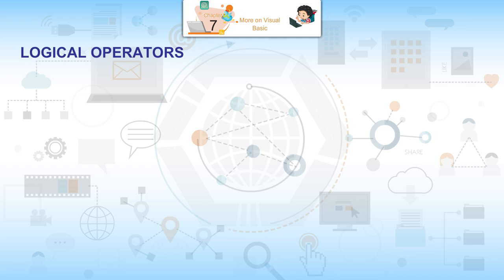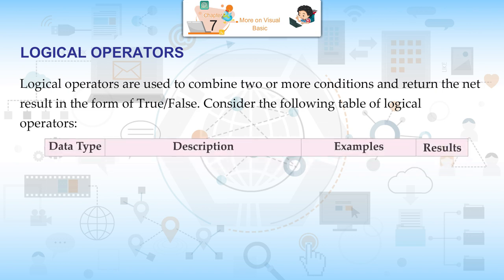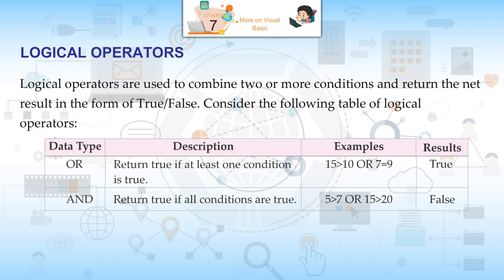Logical operators. Logical operators are used to combine two or more conditions and return the net result in the form of true or false. Consider the following table of logical operators. Operator, description, examples, results. Or returns true if at least one condition is true. 15 is greater than 10 or 7 is equal to 9, true. And returns true if all conditions are true.